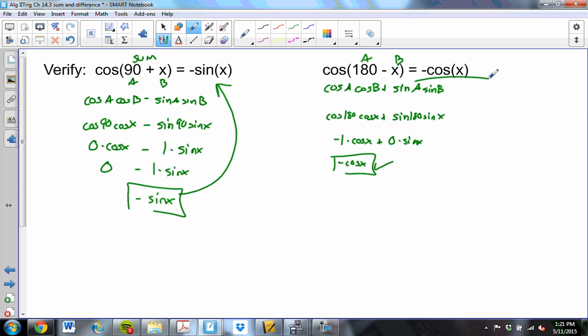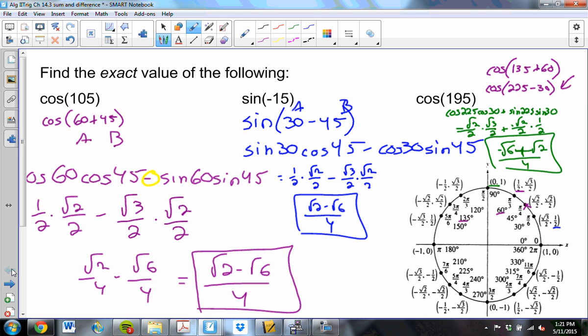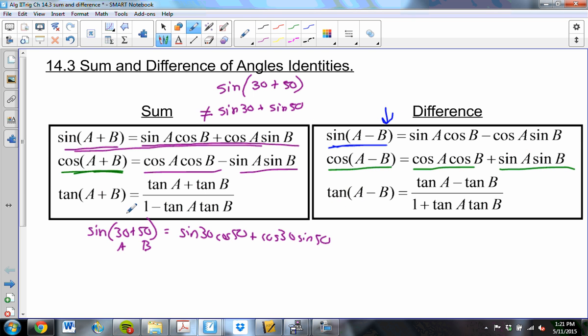We didn't do any tangent in this video. It's nothing really new or different about it. You just follow the tangent formulas, which have some fractions in them, but they really aren't too bad once you get going. I don't think there's much tangent in your homework. And that takes care of 14.3. Thank you very much.